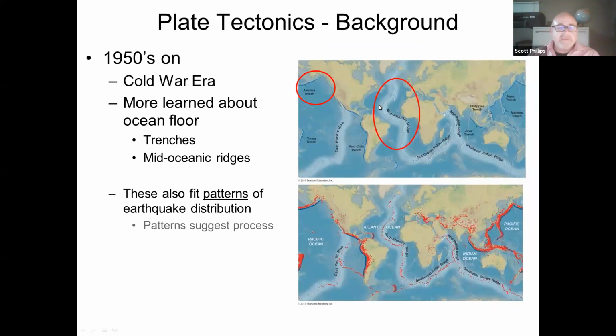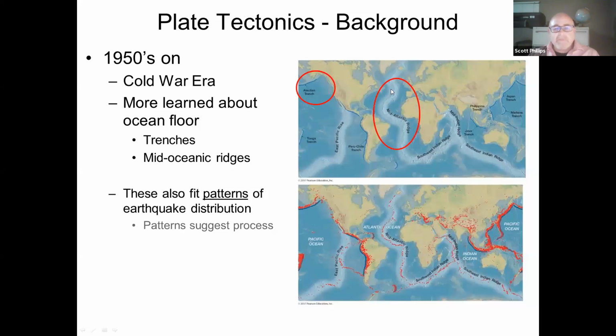Here's some examples of what they found when they started using sonar, a type of remote sensing underwater, to map things out. They found deep trenches in some places, like the Aleutian Trench. If you watch the Ring of Fire video, they were discussing the Aleutian Trench in Alaska. It is a deep trench where subduction is happening. And they also found these mid-oceanic ridges, these sort of mountainous landscapes in the middle of, for example, the mid-Atlantic ridge where the Atlantic Ocean is growing, and there's a development of these little mountains along the ridge where the growing is happening.